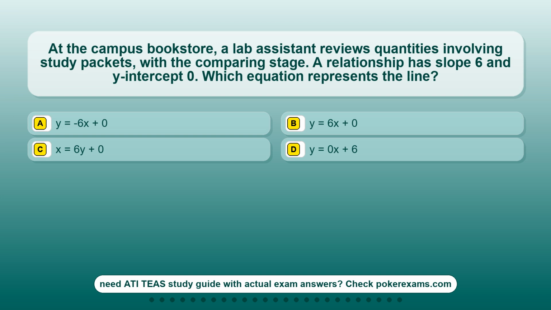Question 2. At the campus bookstore, a lab assistant reviews quantities involving study packets, with the comparing stage. A relationship has slope 6 and y-intercept 0. Which equation represents the line?